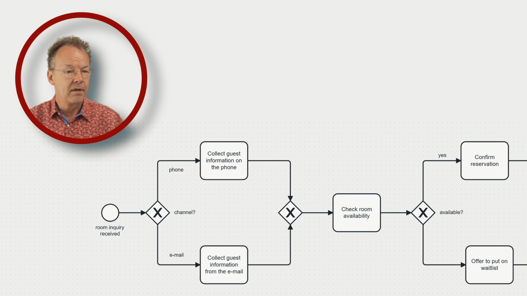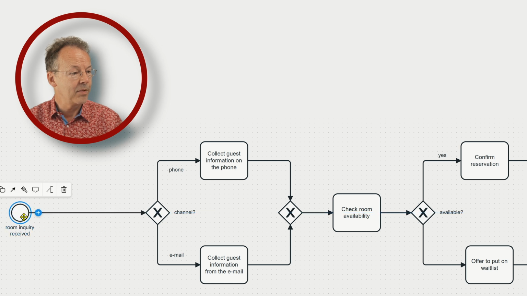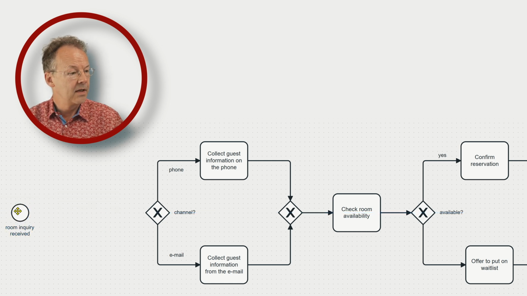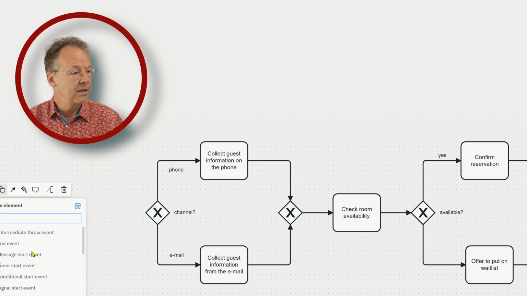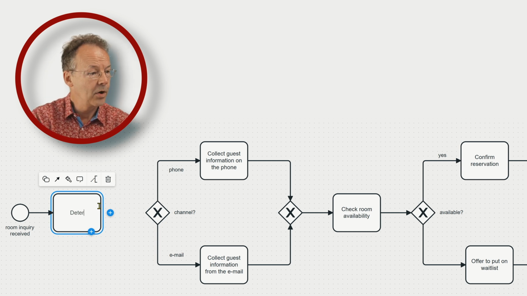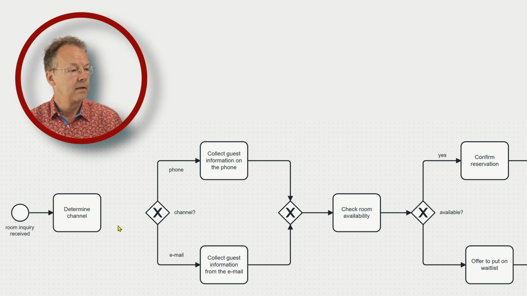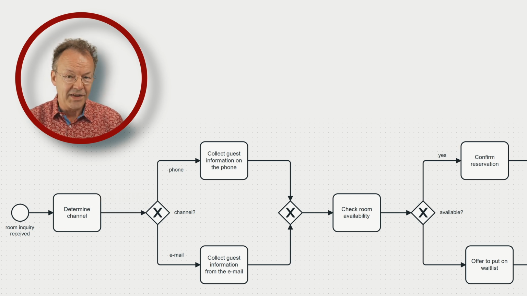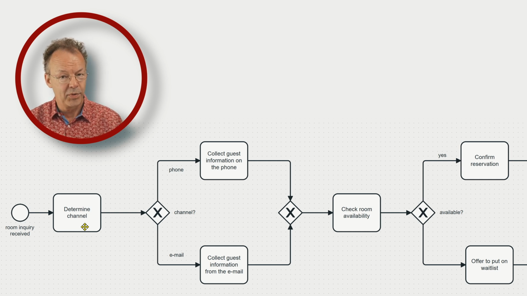And one thing beginners often do, another mistake that they make, is, for example, to insert a task here. For example, determine channel, and then do it like that. But that's also wrong because, I mean, room inquiry received, and then there is someone who determines whether it's on the phone or if it's an email. That is not a natural process modeling.